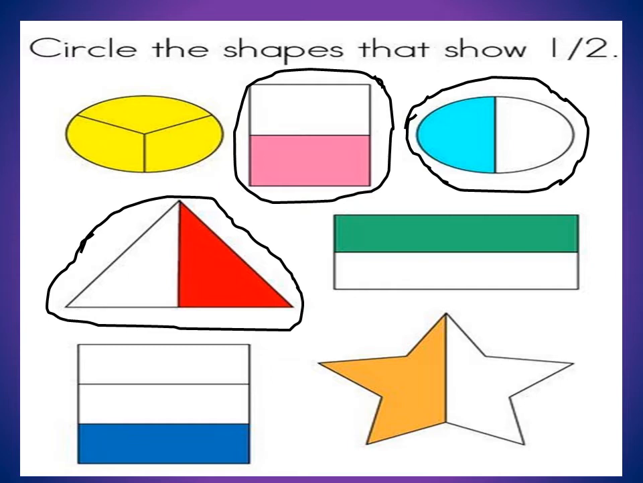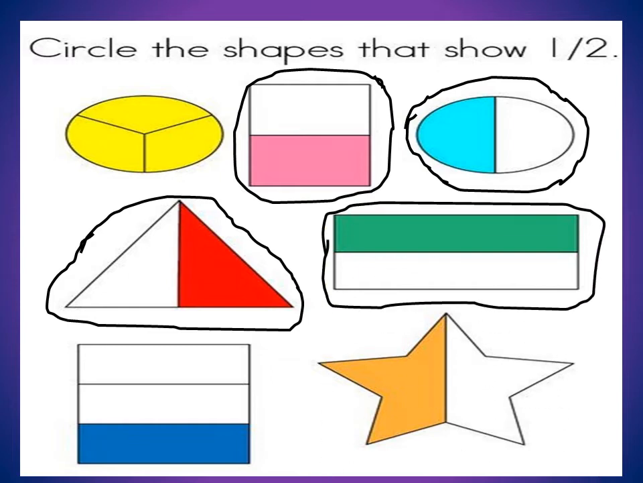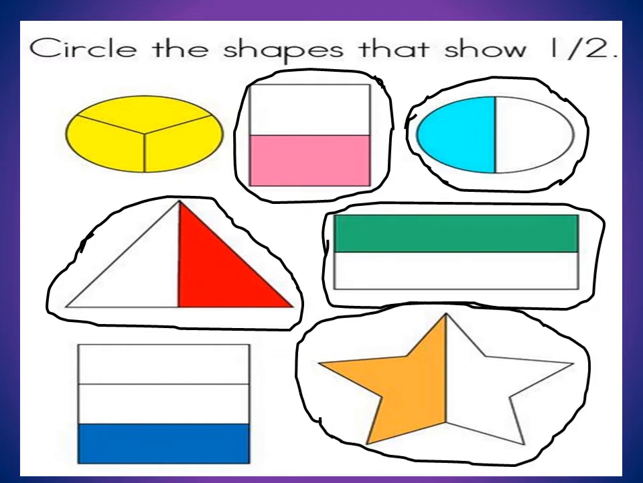Now the next one. Now here there is a rectangle. It has been divided into 3 equal parts and only one is shaded. The result of this rectangle will be 1 upon 3. So this one is not the required answer. Here we want 1 upon 2, that is half. So this will not do. Now we will go to this next rectangle. Here one part is being shaded green and it is divided into two equal halves. So is this one giving the answer half? Yes. So that means we have to put a circle around this rectangle also.